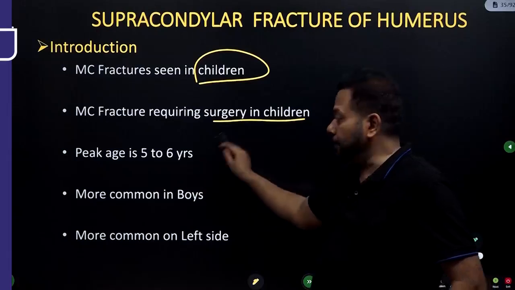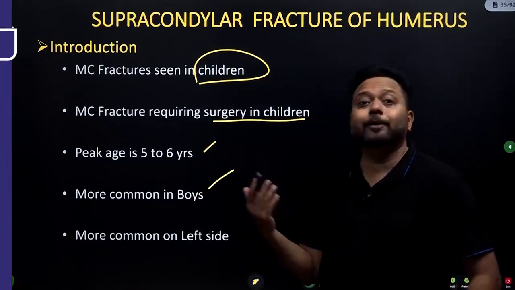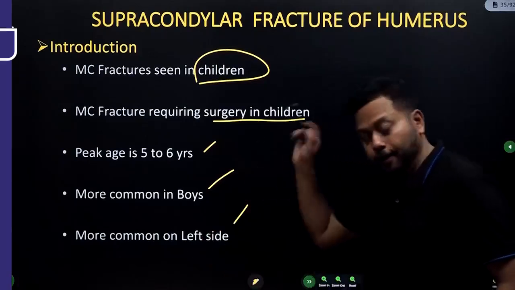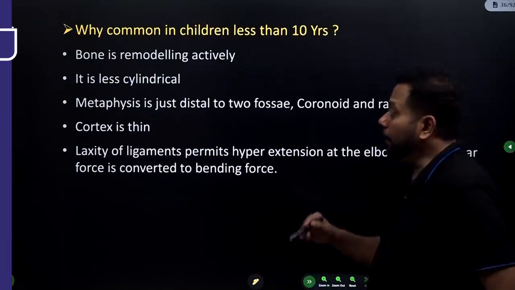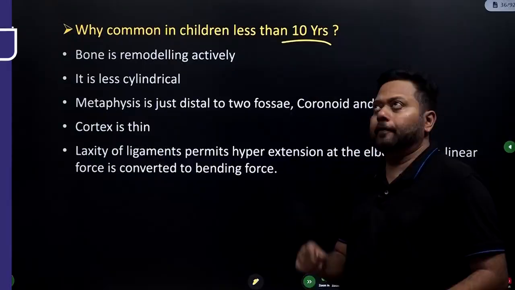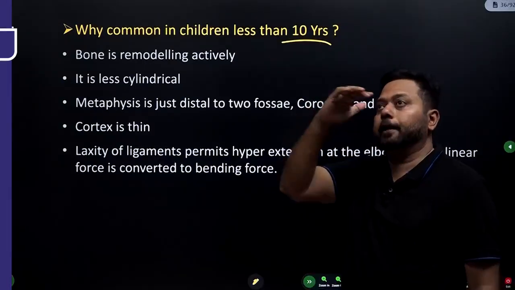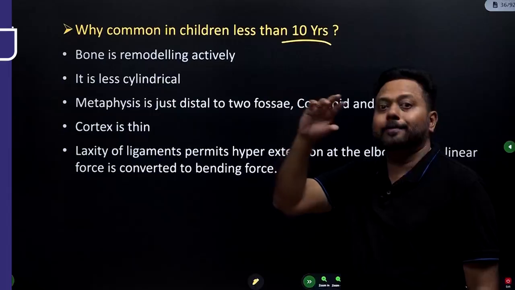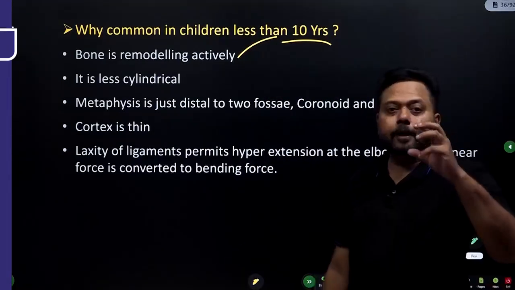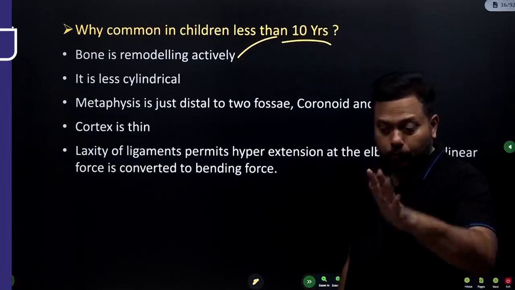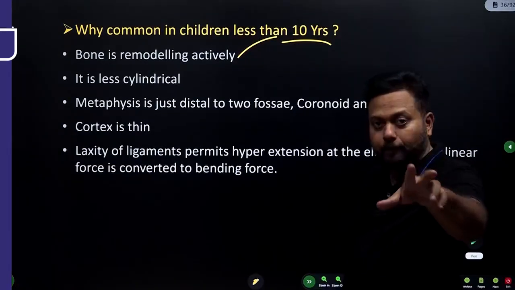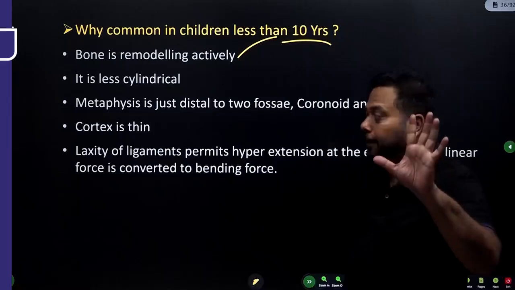Peak age is 5 to 6 years, more common in boys because boys are very playful. History of fall, more common in boys and more common on the left side. Now, why is supracondylar fracture common under 10 years? You know pretty well the medial epicondyle and lateral epicondyle; the area above is called the supracondylar area, which is a metaphyseal area, which is constantly remodeling. Remodeling area is always weak. So, whenever a child falls on an outstretched hand, supracondylar fracture, that's the most common vulnerable area below 10 years.